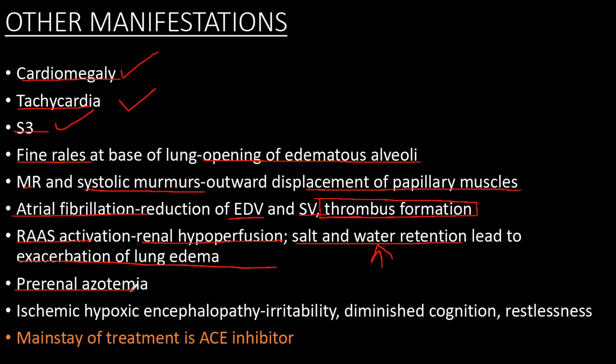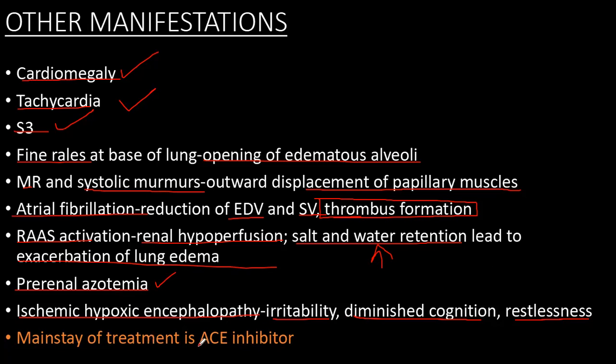Now, there will also be a prerenal azotemia. Azotemia is elevated levels of blood urea nitrogen, and it can be due to a prerenal problem, say renal hypoperfusion, so decreased GFR. It can also be a renal azotemia or a postrenal azotemia. In this particular case, a prerenal azotemia will be there. There will also be ischemic hypoxic encephalopathy due to brain hypoperfusion, and this will present as irritability, diminished cognition, restlessness, and a coma can result.